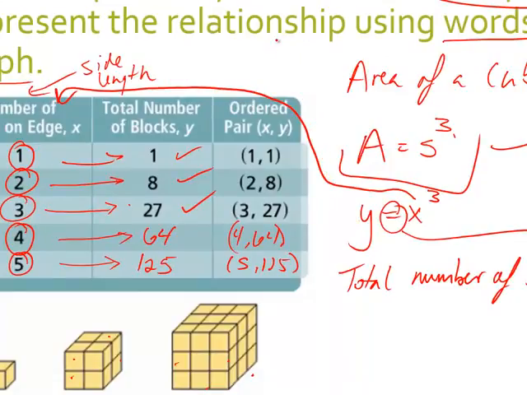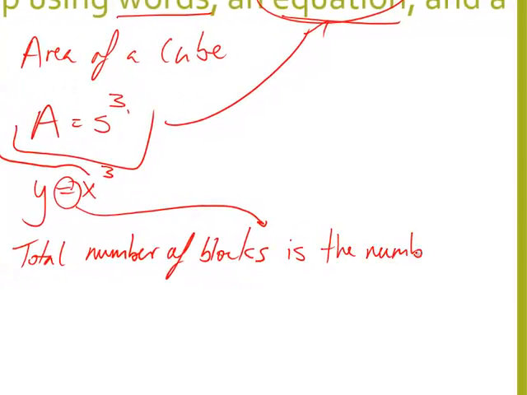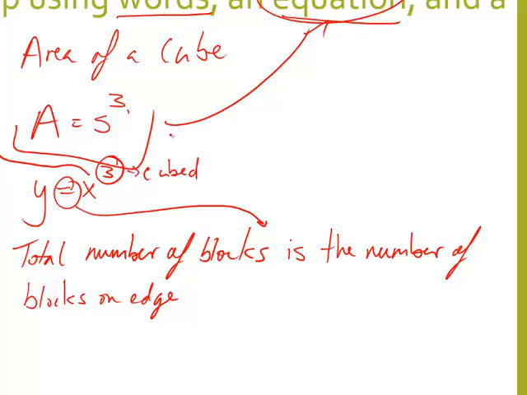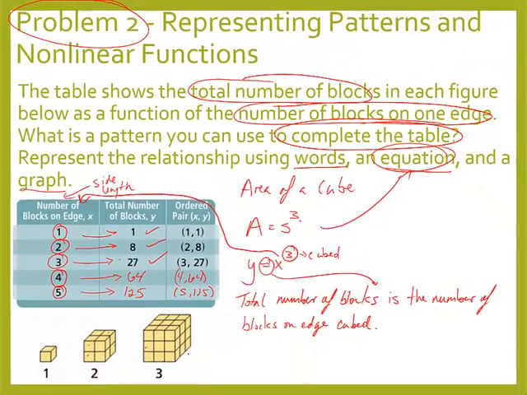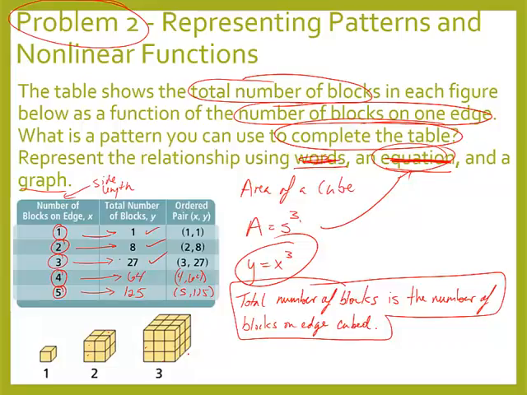Okay, so then we would write total number of blocks is the number of blocks on edge, and then lastly we have this 3 here, which stands for cubed. So that's what we're going to write afterwards. So the total number of blocks is the number of blocks on edge cubed. All right, there we go. So we have the equation done, which is right here. Here's the equation. We have the words done. So all we need is a graph.